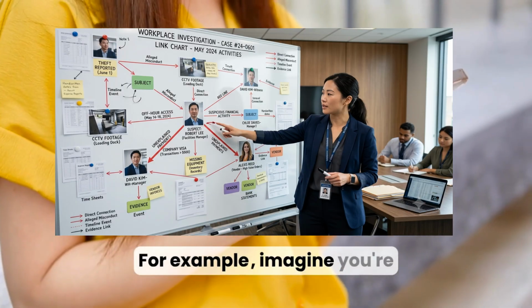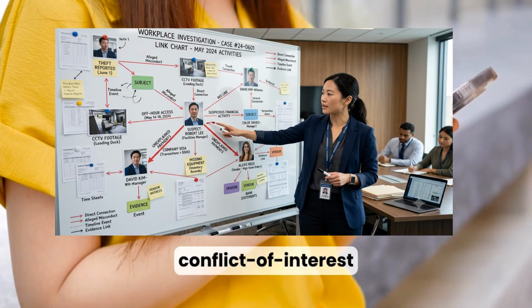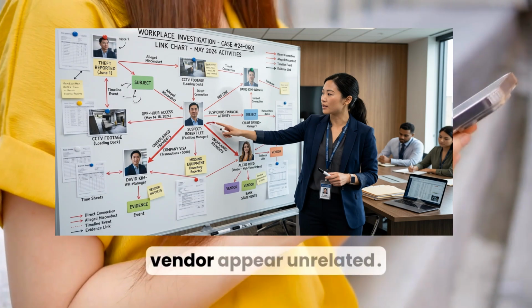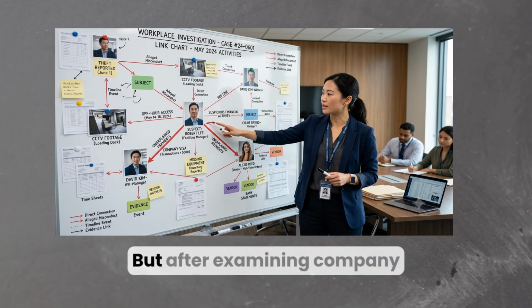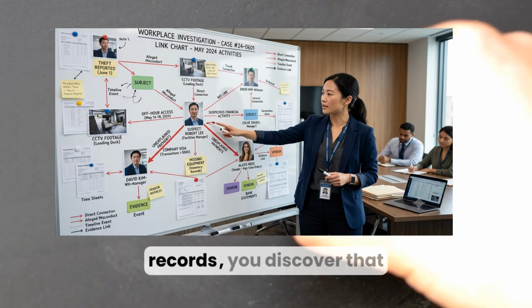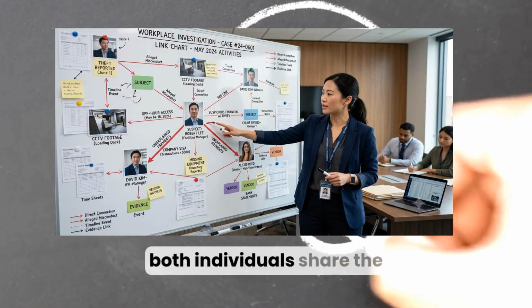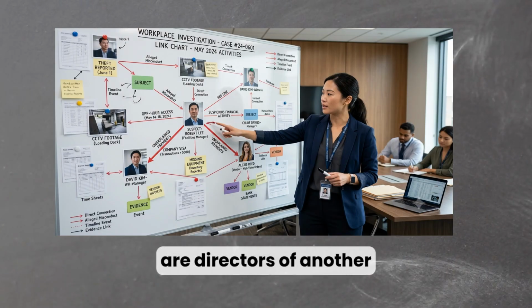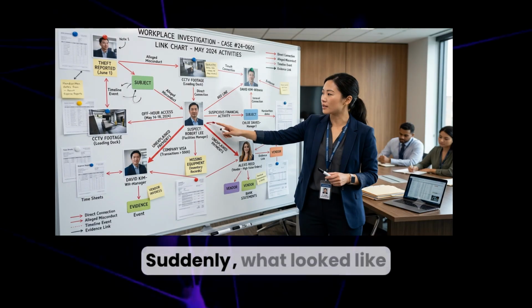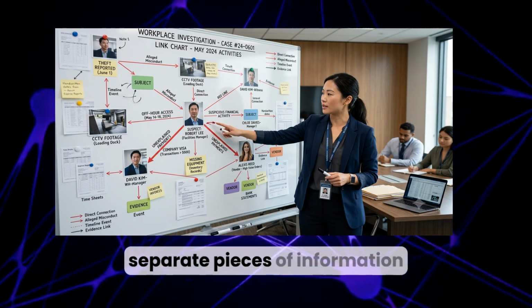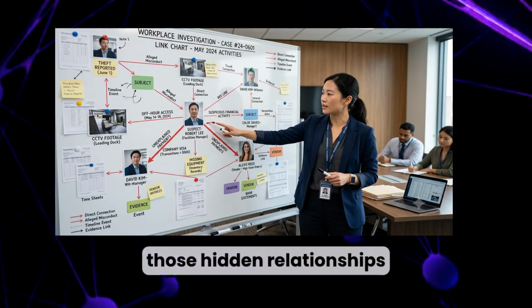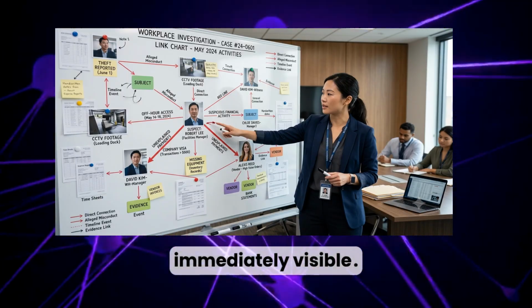For example, imagine you're investigating a conflict of interest complaint. At first glance, the purchasing manager and the vendor appear unrelated. But after examining company records, you discover that both individuals share the same home address. Further research reveals they are directors of another company together. Suddenly, what looked like separate pieces of information become connected. A simple link chart makes those hidden relationships immediately visible.